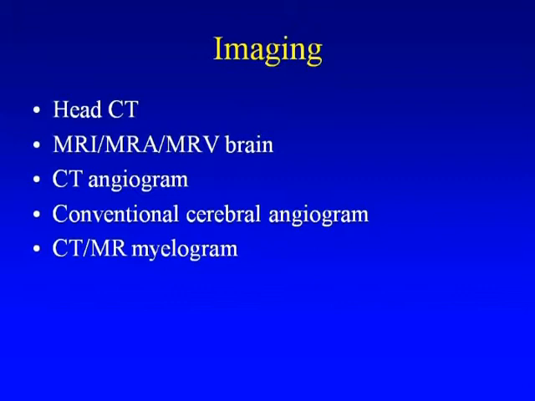CT angiogram is good to look for a sentinel bleed or small aneurysms. And of course, conventional angiogram is good for a vessel wall study. It's superior to MRA and CT angio. If you suspect low pressure headache, then you can do an MR or CT myelogram, depending on availability.